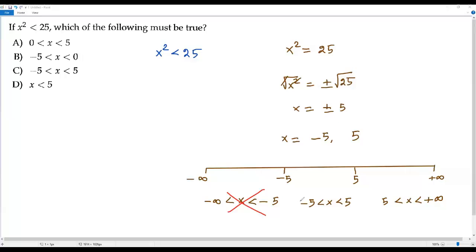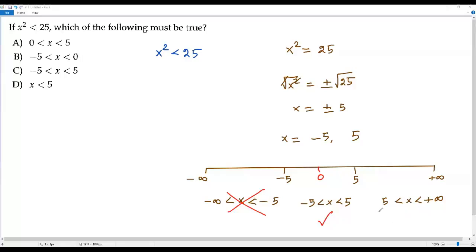Now let's consider the second interval. Let's consider a random value between negative 5 and positive 5. I think we can consider 0. If I plug in x equals 0, then it becomes 0 square less than 25. 0 square is still 0. 0 less than 25 can be accepted because 0 is less than 25. So the second interval satisfies the given quadratic inequality.